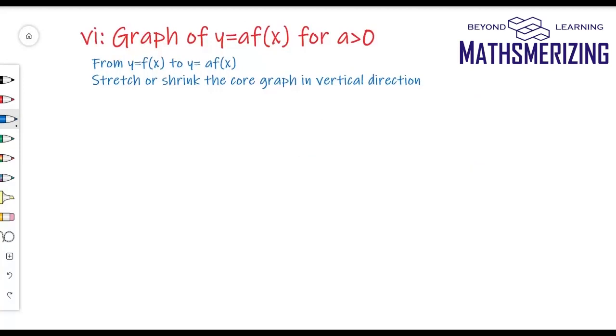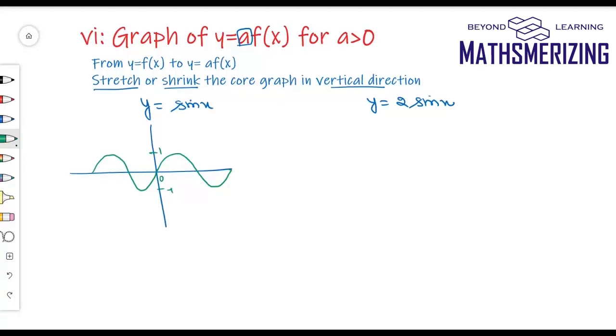So we'll move on to our sixth transformation, and this transformation is from the graph of y equals f(x), we need to draw the graph of y equals a f(x) when a is a positive number. So say for example, from the graph of y equals sine x, I need to draw the graph y equals 2 sine x. Now depending on the value of this a, we have to either stretch or shrink the graph in vertical direction. This is the graph of sine x.